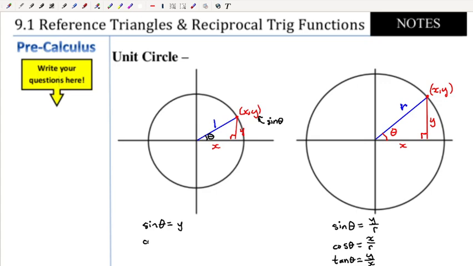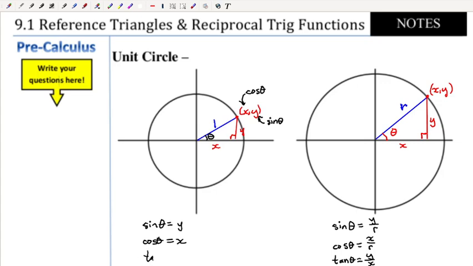And if I do cosine, I've got cosine theta equals adjacent over hypotenuse, which is x over 1. Well, x over 1 is just x. And my x-coordinate then, cos theta equals x, is going to be cosine. So if I have my point x, y on my unit circle, I can know right away what the cosine of the angle is and what the sine of the angle is just by looking at the point on the unit circle.